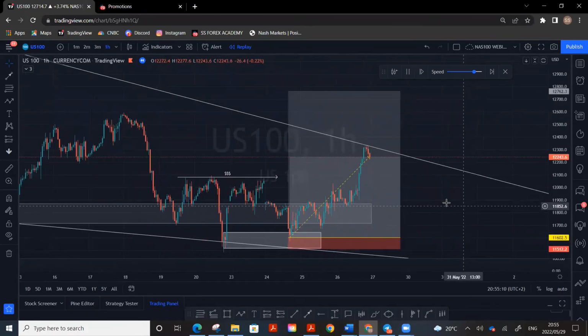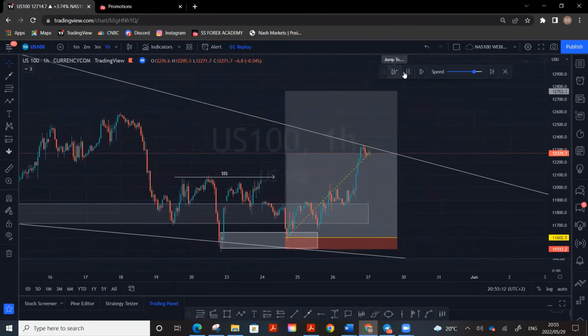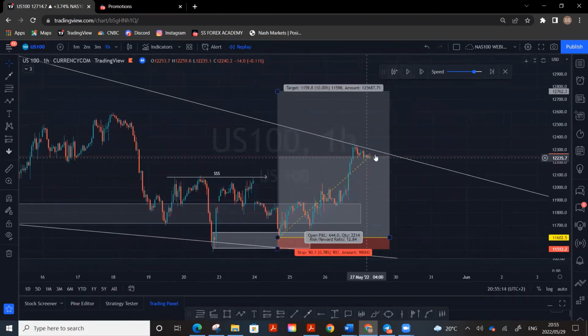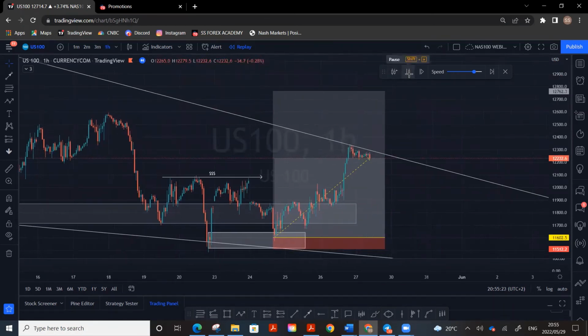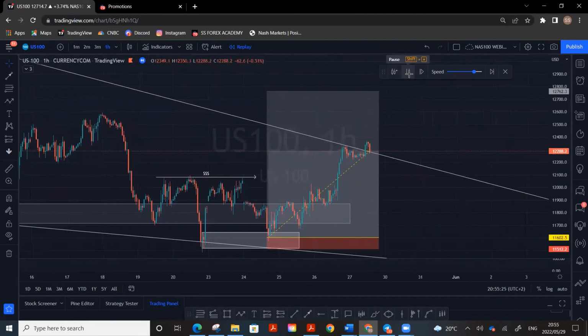And look at that. Beautiful, beautiful buying opportunity. I also caught the re-entry here. So we had that impulse correction, and then the next impulse, I gave that signal on my free Telegram group.